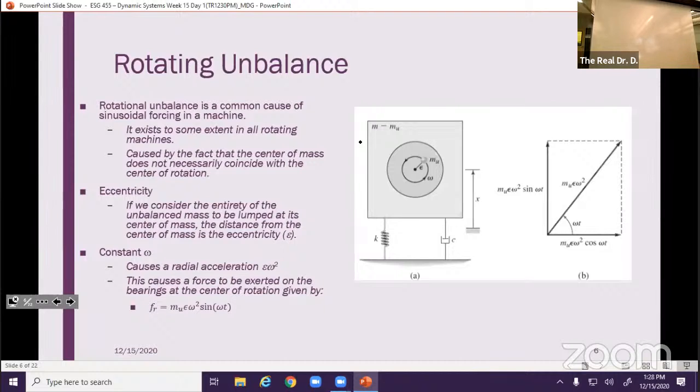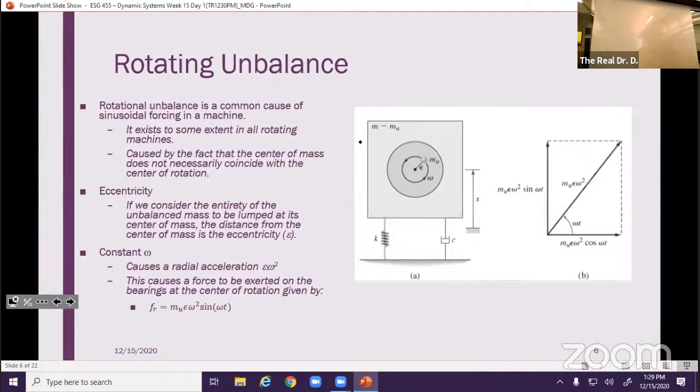And so what is this idea? The idea here is that the mass center and the center of rotation don't align. So this is spinning at a constant speed, constant omega, and my mass center is not aligned with the center of rotation. And so what happens is we have this concept, this idea of eccentricity.